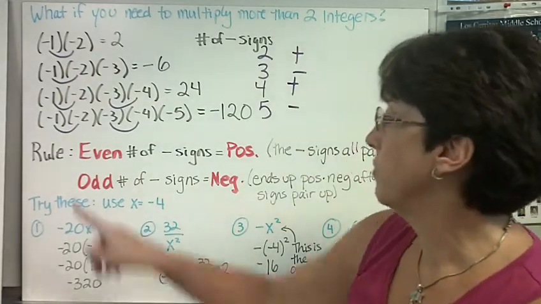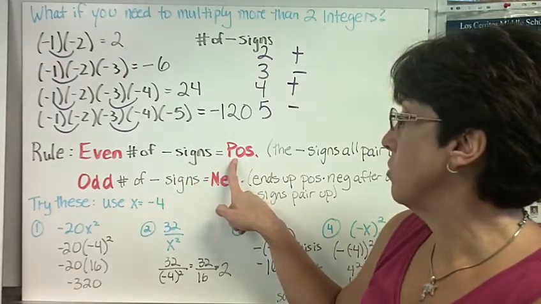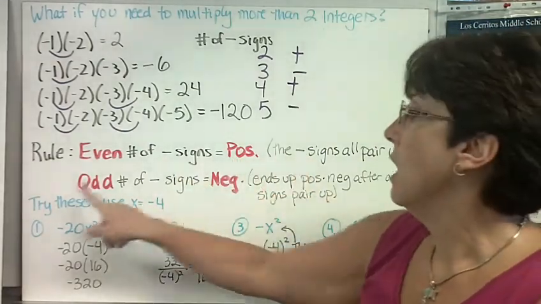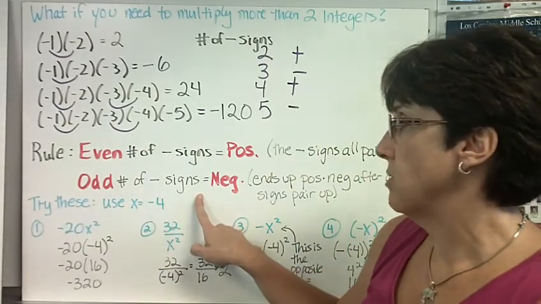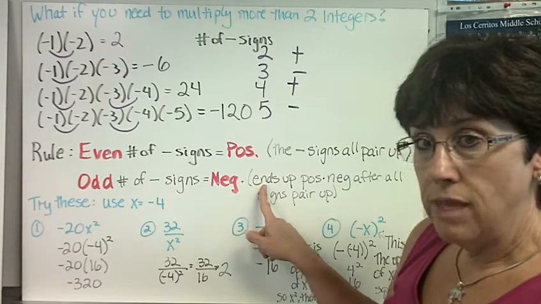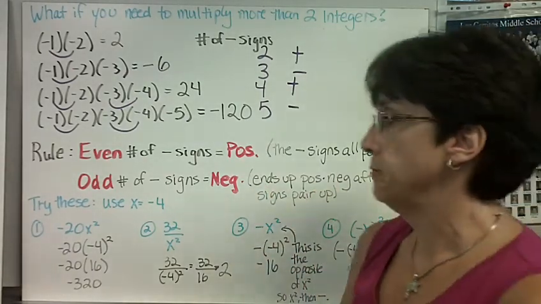Here's our rule. If there are an even number of negative signs, our answer is positive because the negative signs all pair up. If there are an odd number of negative signs, our answer is negative because after all the even signs pair up, we end up with a positive and negative.